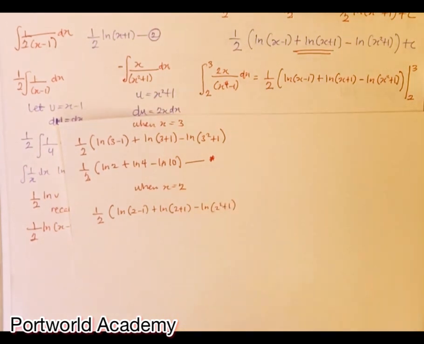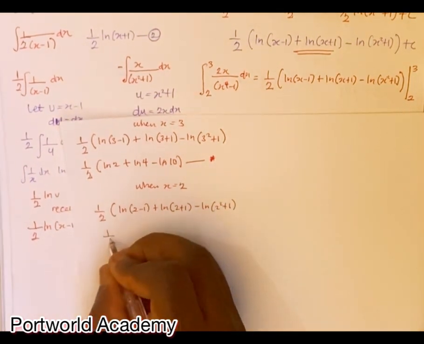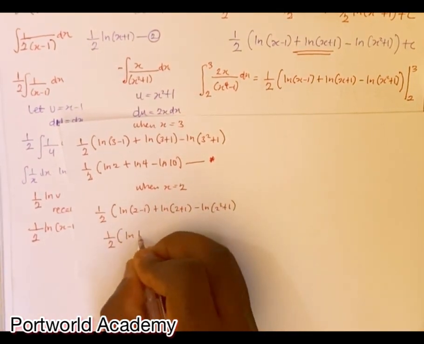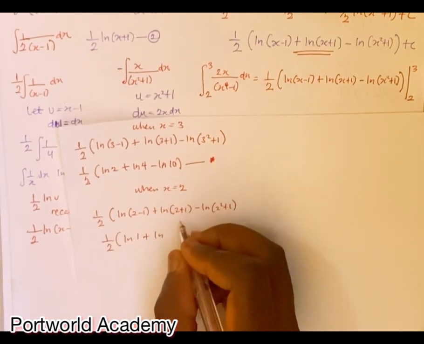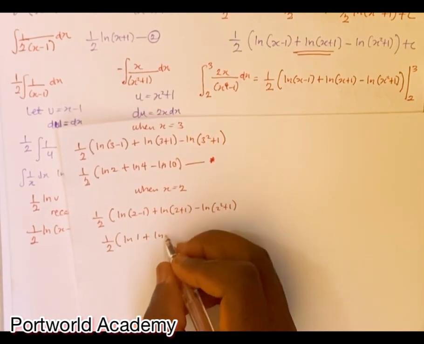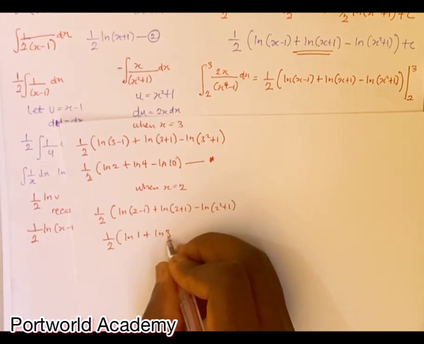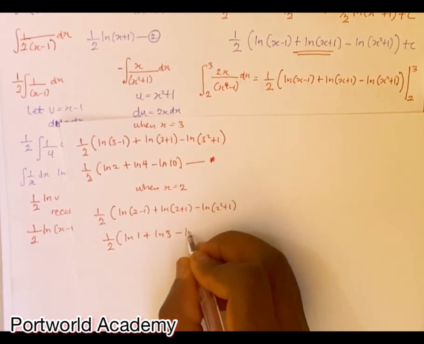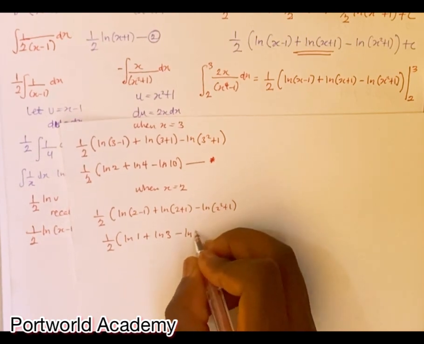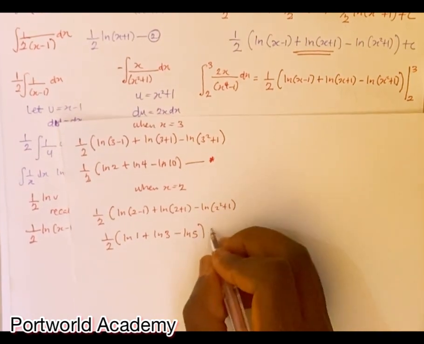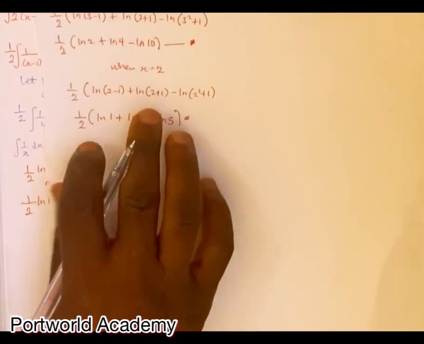So in this case, this turns to 1 over 2 into brackets natural log of 1 plus natural log of, 2 plus 1 is 3, then minus natural log of 2 squared plus 1, that's 5, right? So that's just my second.